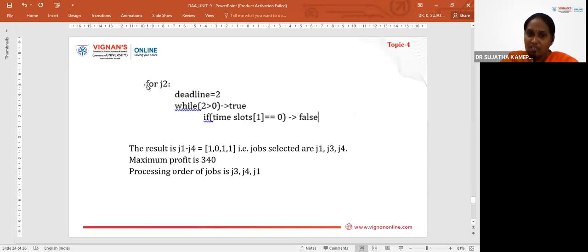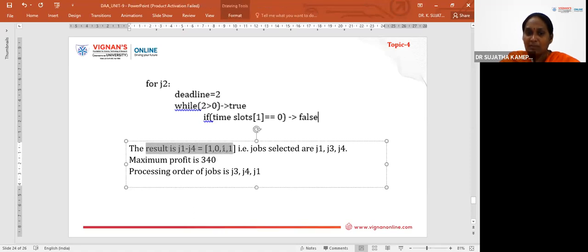Now we are selecting J2. Its deadline is 2. Now the time slots check becomes false. In this case, we need to decrement the deadline, so the deadline value becomes 1. Again, 1 minus 1 is 0, so we check time slots of 0. That also becomes false. So we cannot place J2, since all 3 slots are already occupied with 3 jobs.